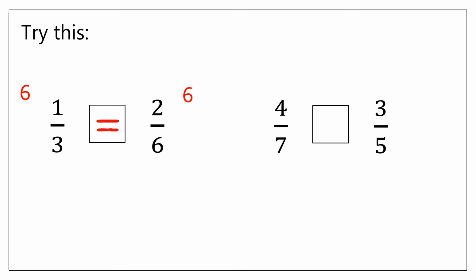Another example, 4/7 compared to 3/5. So we can use the cross multiply method. 4 times 5 is equal to 20. 7 times 3 is equal to 21. So compare 20 and 21, the bigger number is 21. So that means 4/7 is less than 3/5.